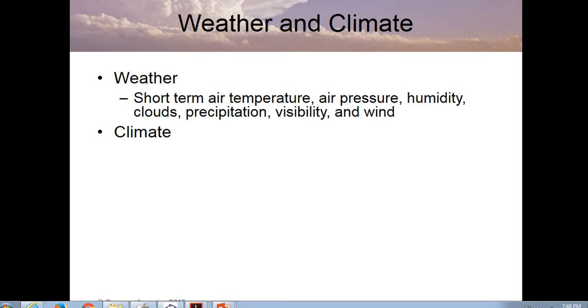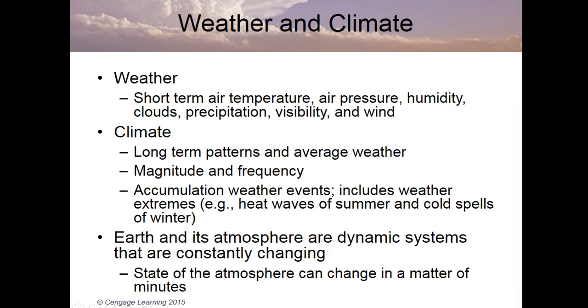But what is climate then? Climate is the long-term patterns and average weather. So weather is short-term, climate is long-term. So when we talk about climate, these are things that you could predict about a given area or the state of the atmosphere over long spans of time.